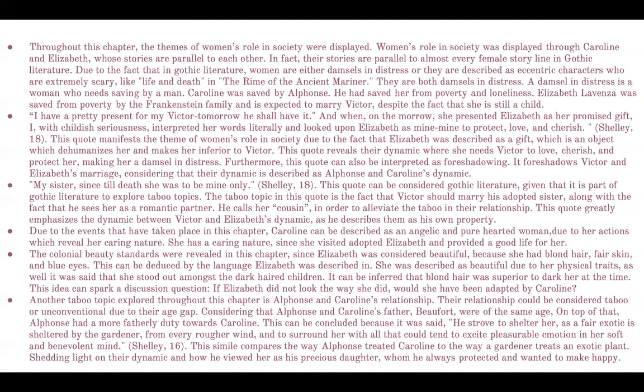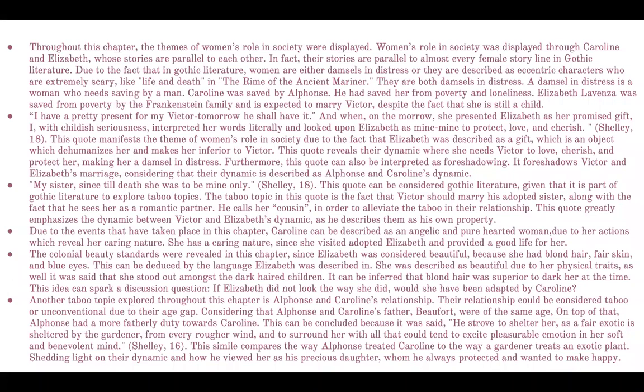Now, we're going to analyze quotes. We have this certain quote that showcases a lot. "I have a pretty present for my Victor; tomorrow he shall have it." And on the morrow she presented Elizabeth as her promised gift. "I, with childish seriousness, interpreted her words literally and looked upon Elizabeth as mine to protect, love, and cherish." This is page 18. Basically, what does this quote talk about? Why is it so important? Why is it so significant?